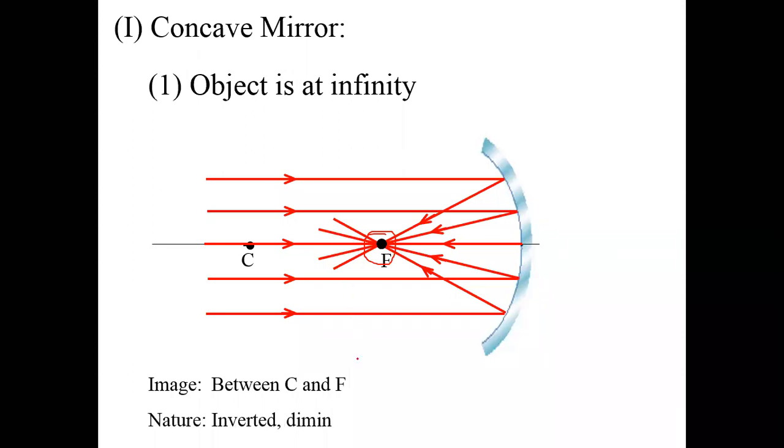Okay. So what is going to be the nature of the image? Generally for the concave mirror, it is going to be inverted, diminished, and real. What does inverted mean? Inverted means it is going to be upside down. Diminished means smaller than the object. And real means it's going to be in front of the mirror, anywhere here, like between C and F. So that is going to be our image form.